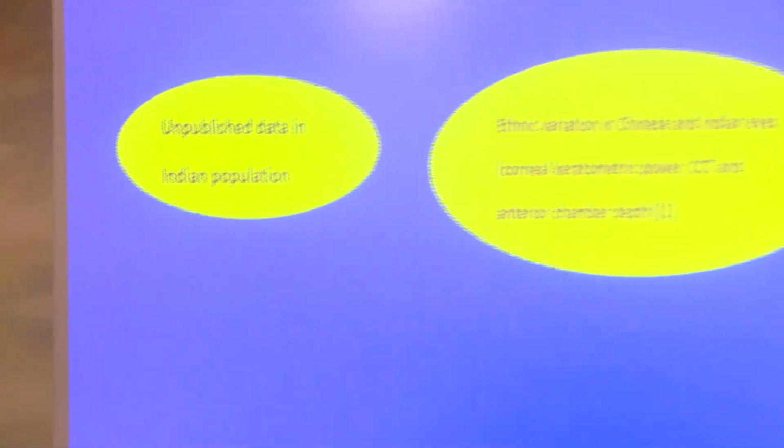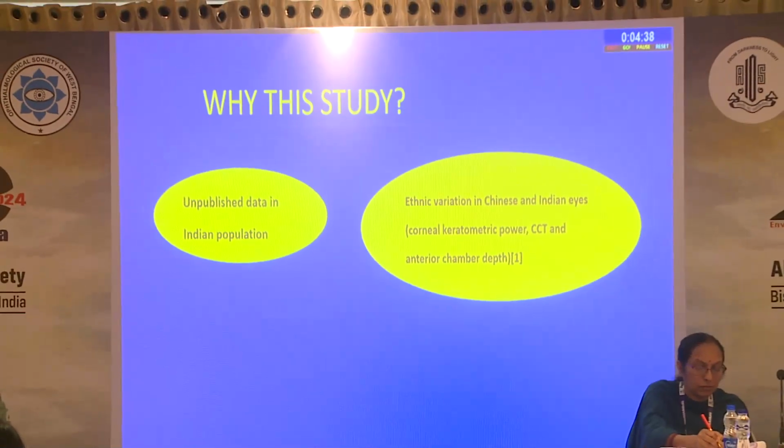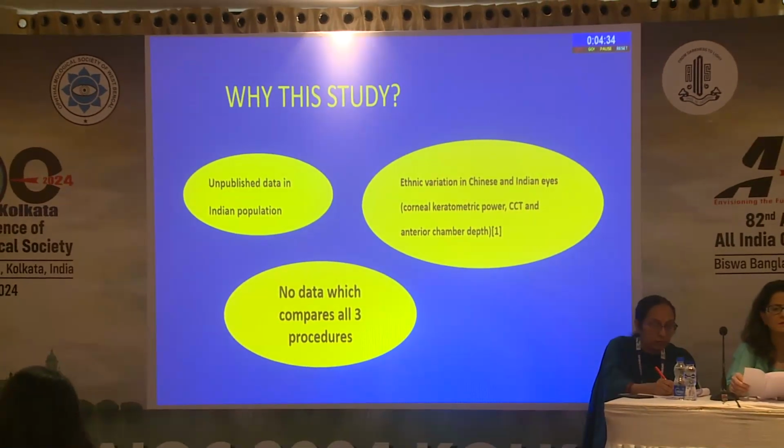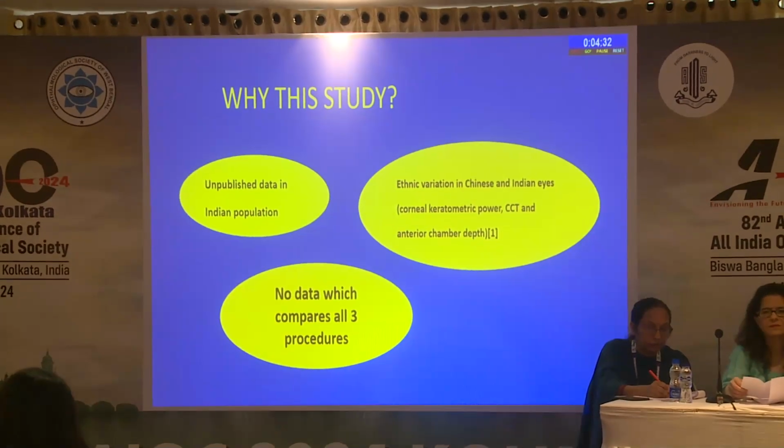There is only a single study, done in the Chinese population, which compares SMILE and femtoLASIK corneal curvature and pachymetry. But as we know, there are ethnic variations between Chinese and Indian eyes with respect to corneal keratometric power, pachymetry, and anterior chamber depth. And also, there is no such data which compares all three procedures.